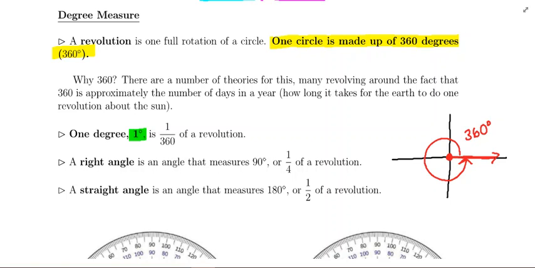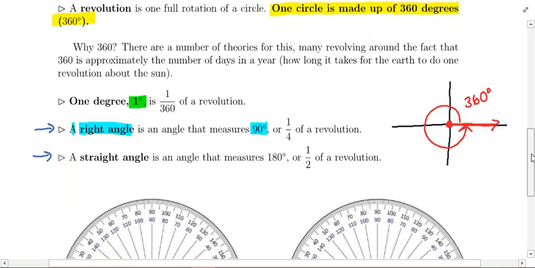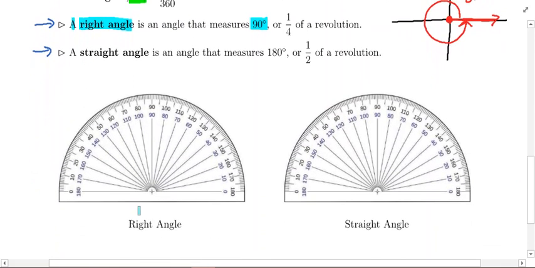All right. A couple of specific angles we want to talk about down here: a right angle and a straight angle. A right angle is an angle that measures 90 degrees or 1/4 of a revolution, and a straight angle is an angle that measures 180 degrees or 1/2 of a revolution. You've probably seen this before. So we're going to go to the bottom here and draw out a right angle and a straight angle. We have a protractor here.